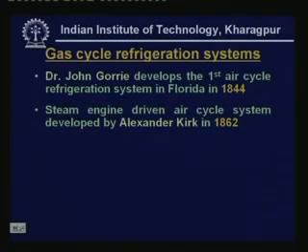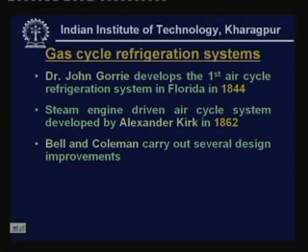After John Gorey, Alexander Kirk in 1862 developed another gas cycle refrigerant system. This is a very important gas cycle refrigerant system, and this is very efficient also because this is based on what is known as a reverse Stirling cycle. We will see the cycles a little later. So this is based on reverse Stirling cycle, and it is quite efficient. And right now these systems are used in very low temperature cryogenic applications.